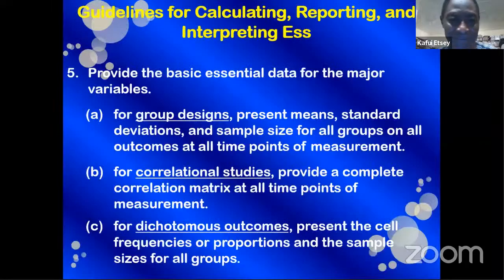Okay, we are back. So number 5, it says provide the basic essential data for the major variables. So if you are doing group designs, then you provide the means, the standard deviations, the sample sizes for all the groups for the outcomes at all time points of measurement, in addition to the effect size. If you are doing correlational studies, then provide a complete correlation matrix at all time points of measurement. If you are doing dichotomous outcomes, then you present the cell frequencies or proportions and the sample sizes for all the groups.